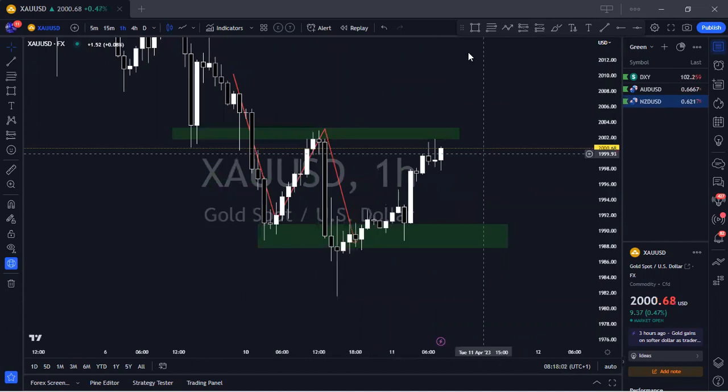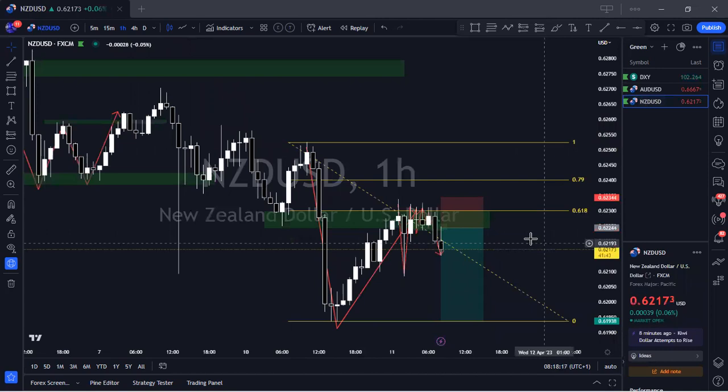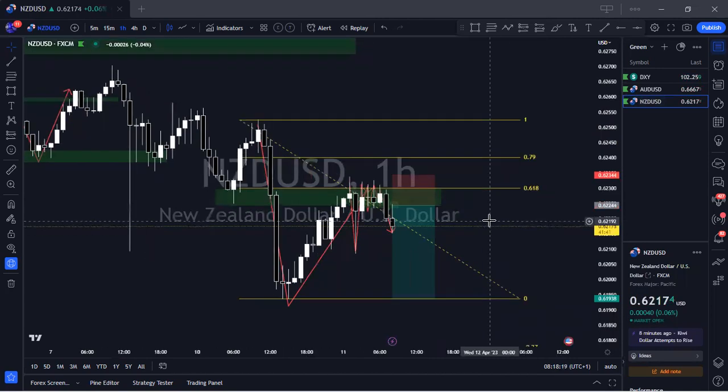Is there any other pair you guys want us to take a look at? NZDUSD, I'm not sure this thing will go back again, but let's just pay attention and see. I've actually placed my order. It's just to wait and see whether price will activate it. Do you guys have any other pair you want us to take a look at before we go?